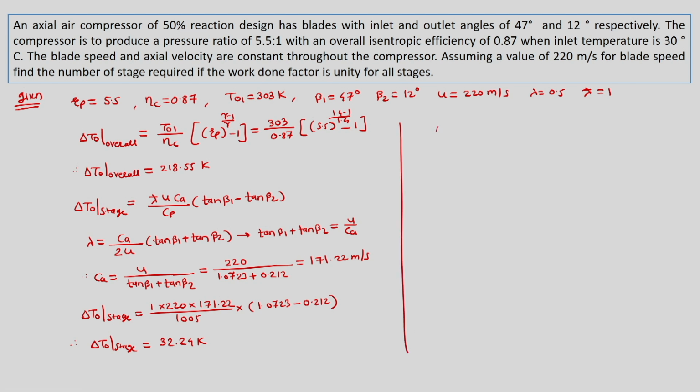Thus we can find the number of stages as delta T naught overall divided by delta T naught stage. So N is equal to 218.55 divided by 32.24 and this is 6.77. So we have to use 7 stages to achieve this required pressure rise of 5.5 total pressure ratio.